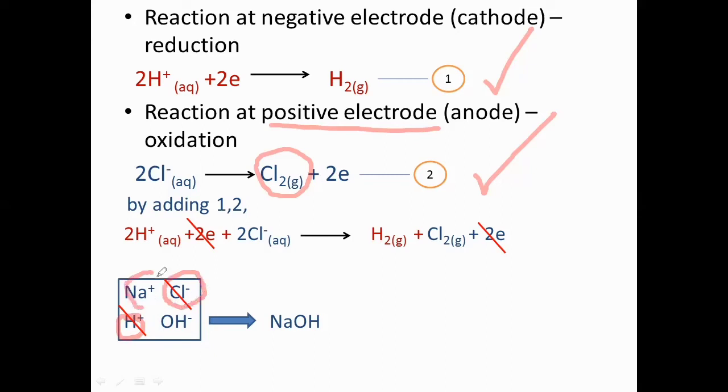The sodium plus and the OH minus hydroxide ions are in the solution now, so these form sodium hydroxide. This experiment is used to produce sodium hydroxide.